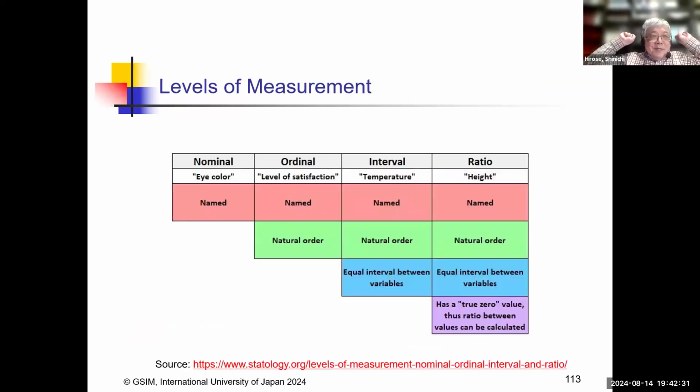Let's take a small 10-second break. You stretch. I will change the topic. Okay.